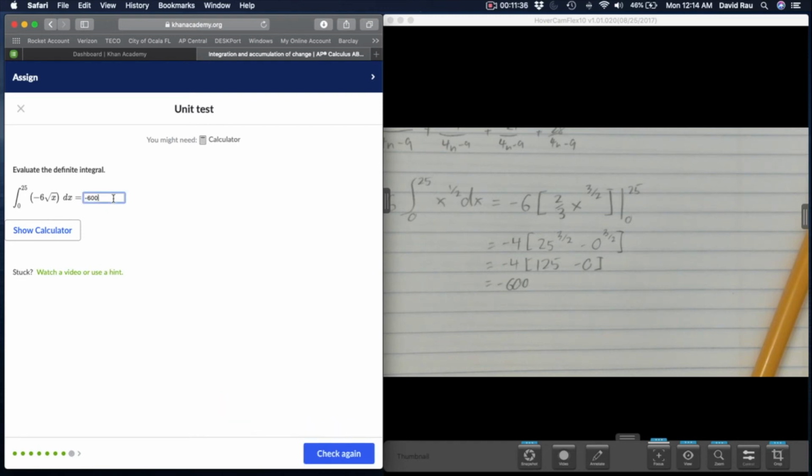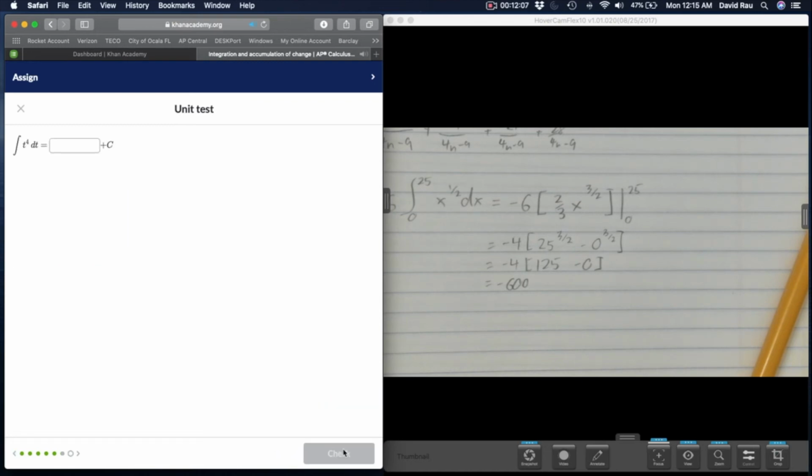Oh no, what have I done? I'm sure you've been staring at the mistake forever. Oh, because it's negative 500. Be careful with your multiplying.